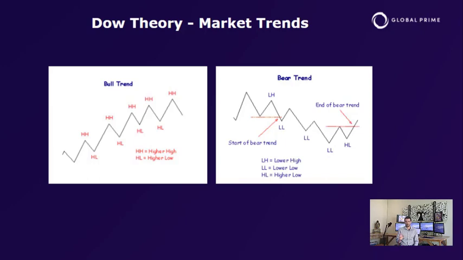Now, in a bear trend, each successive rally fails to penetrate the high point of the previous rally. I just want to focus on the bear trend now. And each decline terminates at a lower point than the preceding decline. A series of successive lower highs and lower lows is therefore what's going to represent a bear trend.